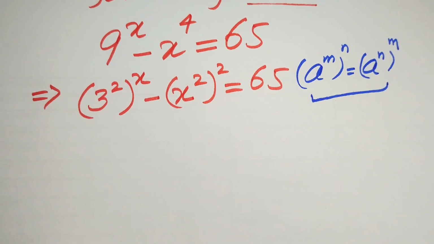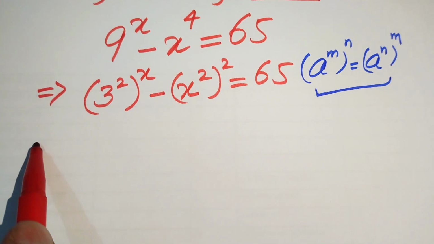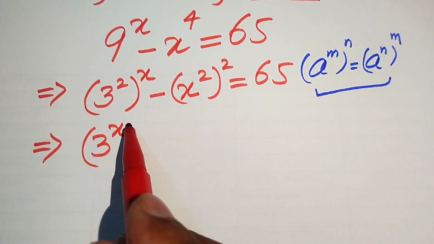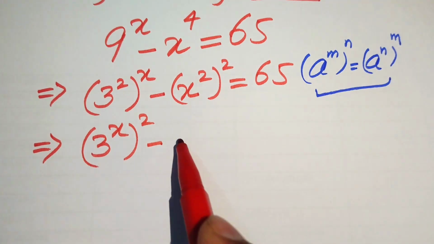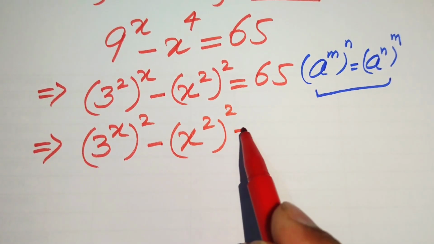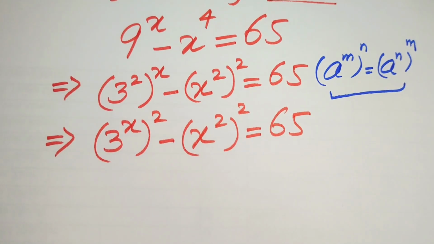So here we interchange these two exponents and it will be written as 3 to the power of x and its whole square, minus x squared and its whole square, equals 65.